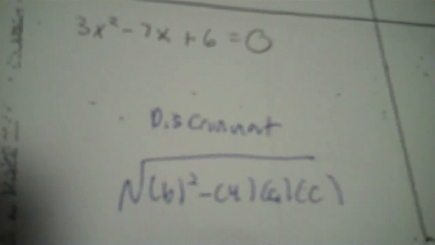Next one, 3x squared minus 7x plus 6 equals 0. So the discriminant: b squared minus 4ac. So b is negative 7, a is 3, c is 6. So you put in your minus here. Negative 7 to the second, that means negative 7 times negative 7, and that's 49. And then after, you've got 4 times 3 times 6.